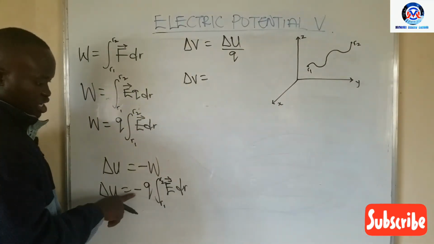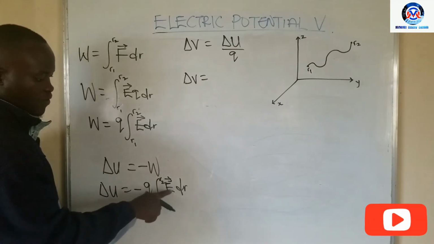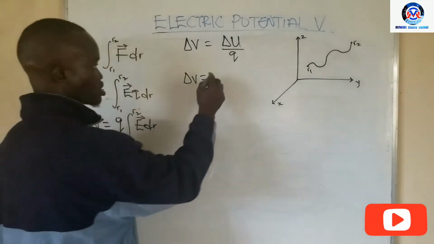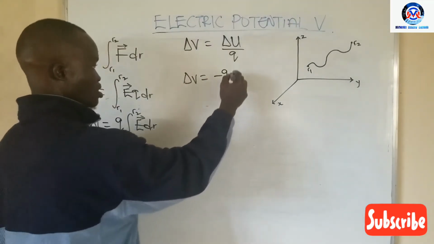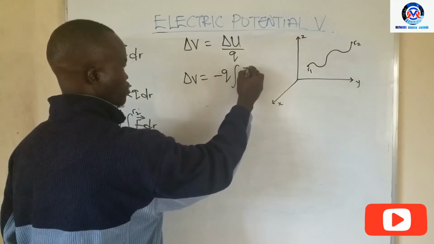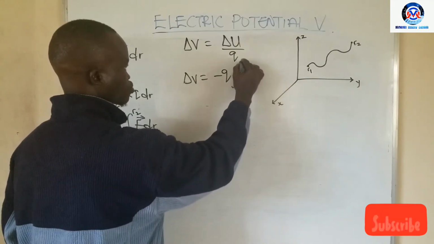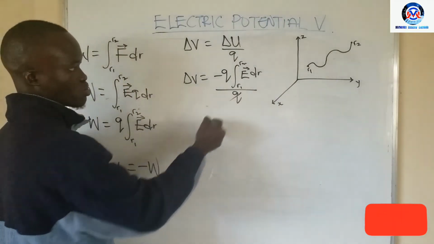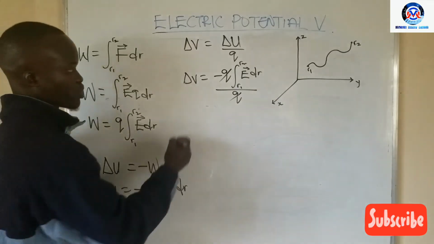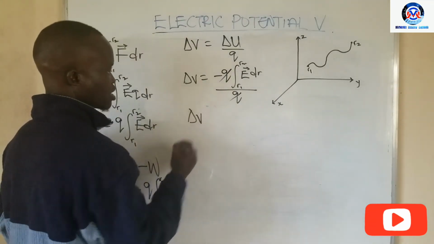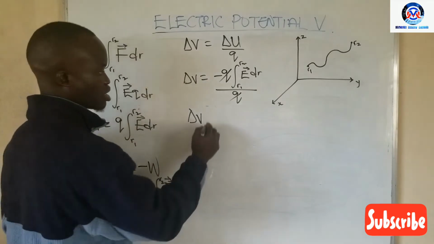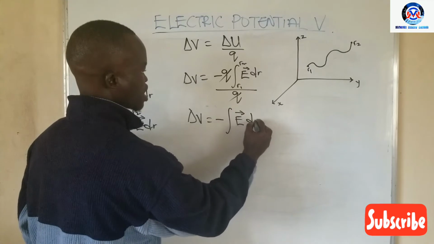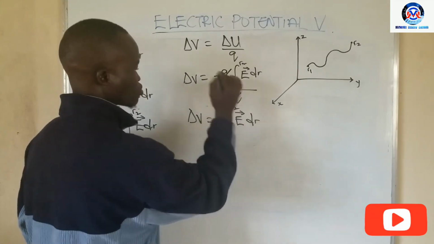Our change in electric potential energy is negative Q integral of the electric field vector dr from R1 to R2, so the change in potential is negative Q integral of electric field vector dr from R1 to R2 over Q. So now this Q can cancel this Q, and we have that our change in electric potential, which is change in V, is negative integral of the electric field vector dr from R1 to R2.